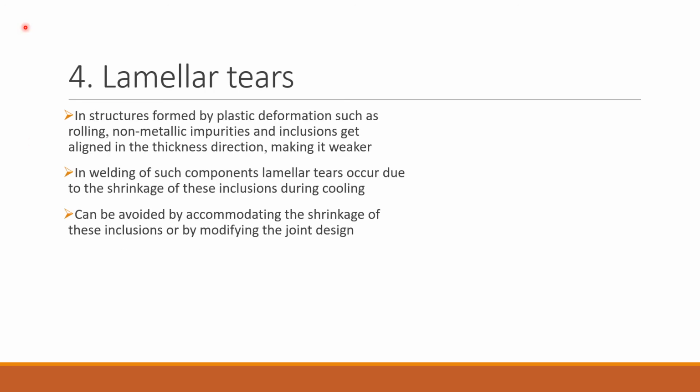Now the next defect is the lamellar tears. These occur in the welding of structures that were formed by plastic deformation methods such as rolling. Even though these rolled components are said to be anisotropic, that is, their properties change with respect to the direction, it is found that they are weaker in the thickness direction. When testing in the thickness direction, they are found to be weaker.